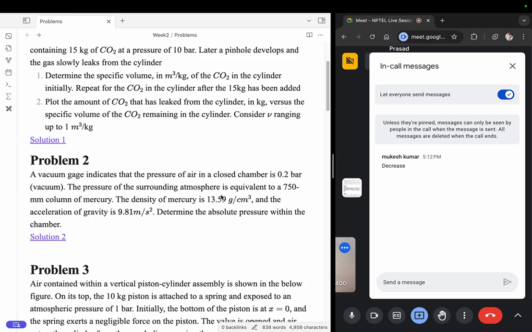The only difference is here we are indirectly telling you that the pressure is equivalent to 750 mm of a column of mercury, and we have provided the density and acceleration due to gravity. So the question asks you to find the absolute pressure. Before even solving that, first thing you need to know is how is pressure related to density, acceleration due to gravity, like how is pressure related to this mercury column. If you recollect your hydrostatic pressure, how is hydrostatic pressure defined?